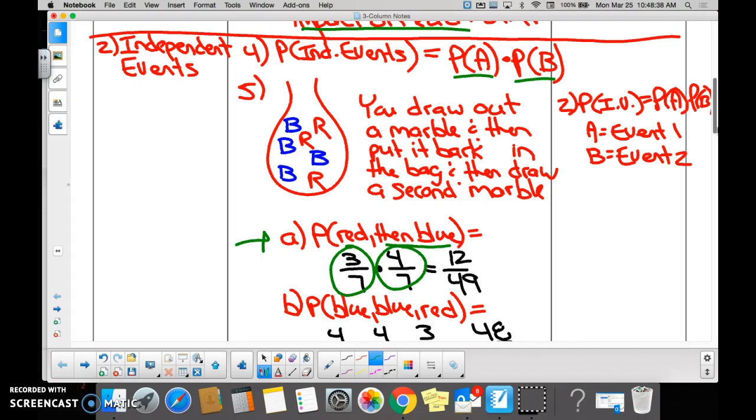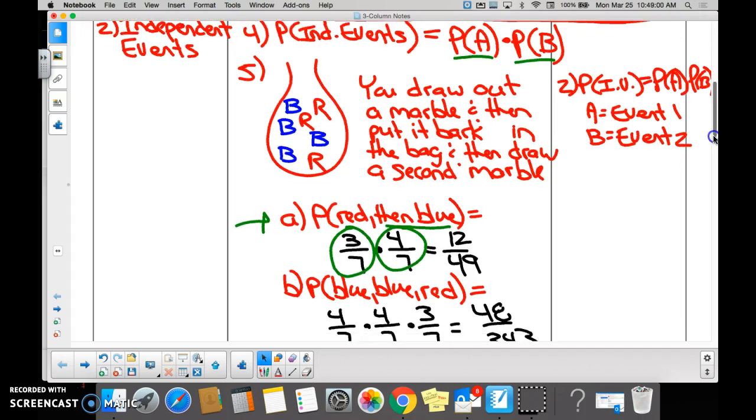We didn't talk about this, but could I make a tree diagram to get that exact same answer? Yes, I could, right? So what's the probability of the first event? It would be a red, a red, a red, a blue, a blue, a blue, and a blue, and then we would do our tree diagram, right? Okay, and we could have found that it was 12 out of 49, because you would see red and then blue 12 times.